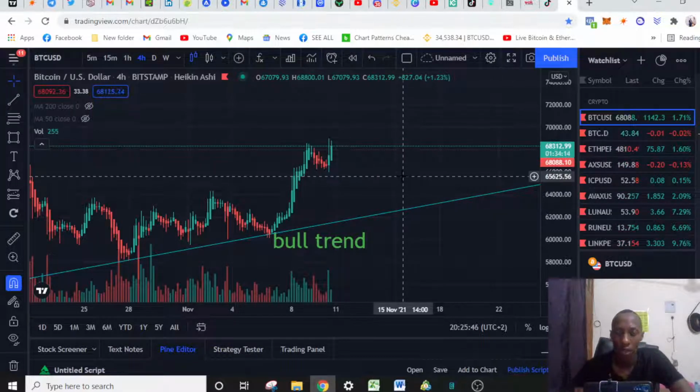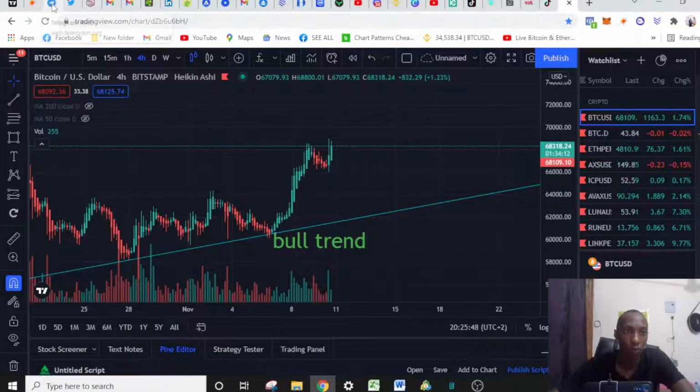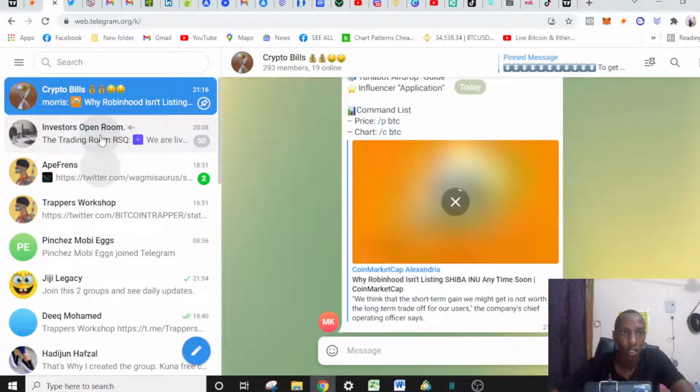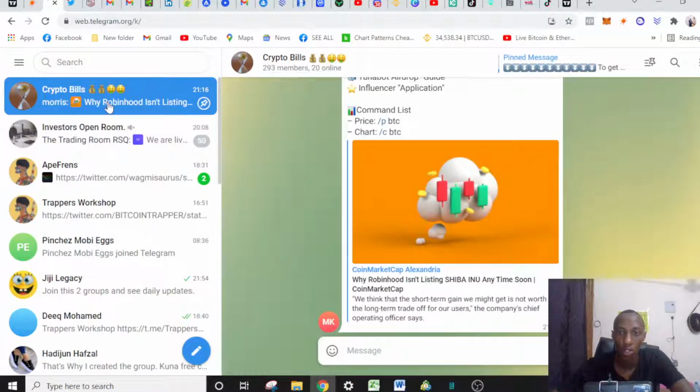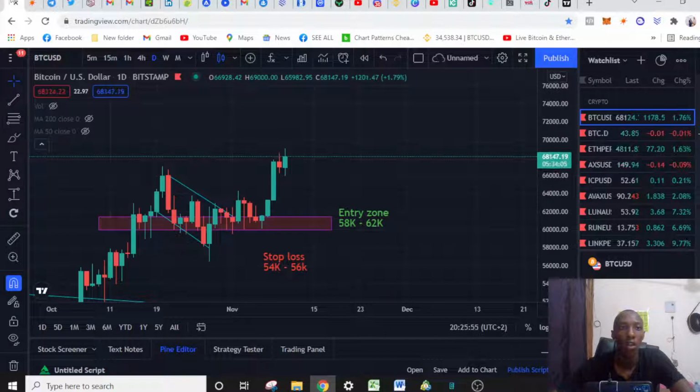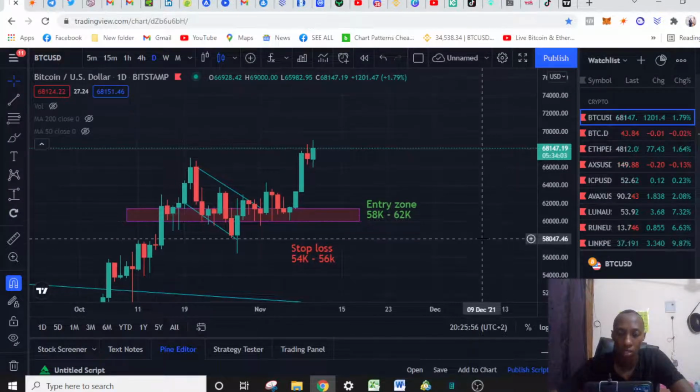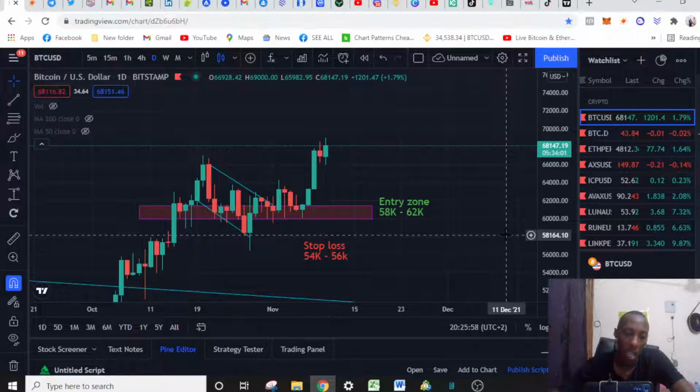I hope you're not going to lose money trading, because it's very easy to lose money trading. And if you're a newbie, please don't go for futures, start with spot.